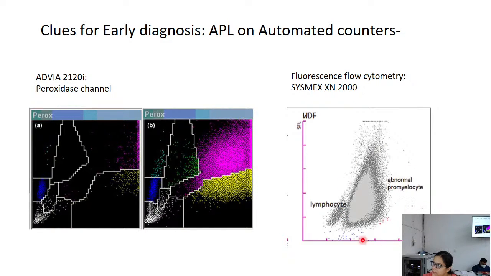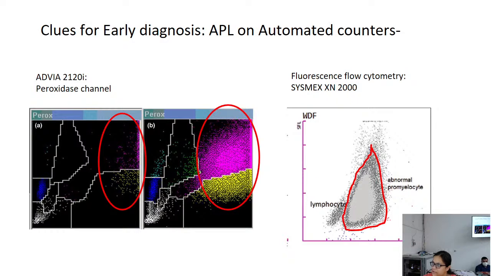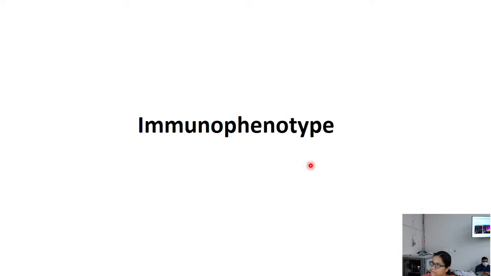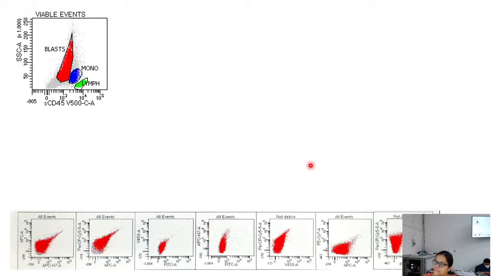Now this is the next fluorescence flow cytometry, which shows a characteristic teardrop pattern. Very strong MPO positivity on the peroxidase channel, and this is the teardrop pattern which is present on the next counter. There are certain findings which give a clue that we are dealing with APML, and the immunophenotype.